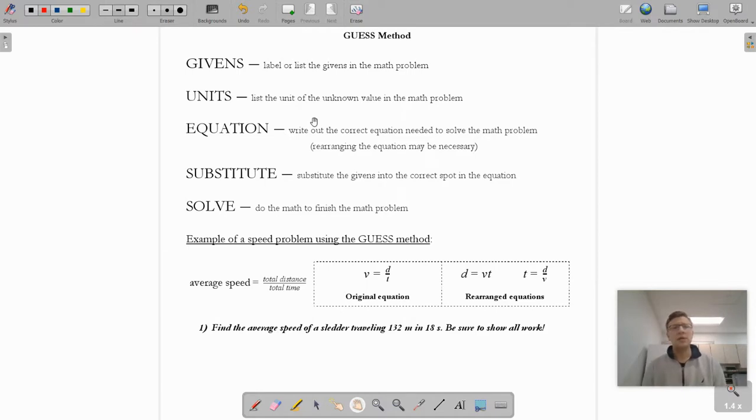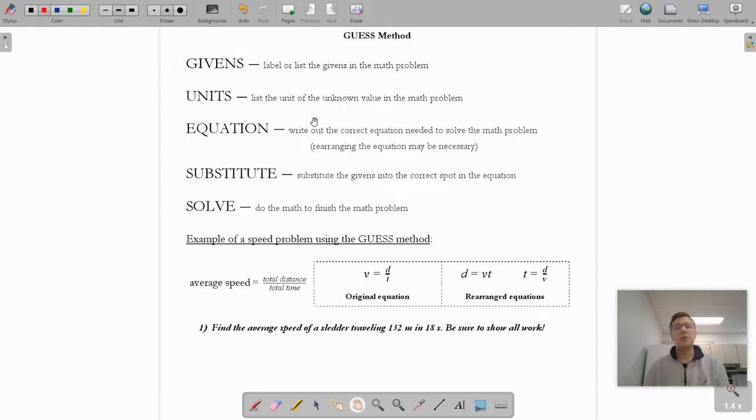Now, the third step is the equation, and you're going to pick the correct equation to solve the problem with. The base equation that we would use for this problem is speed is equal to distance over time, but we're also providing you with the rearranged equations here. So you would pick the correct equation. In this case, since we're solving for the average speed, I would write down V equals D over T. Now, the next step is to substitute your givens in. After you write that equation down, you're basically going to rewrite it with numbers in it. So it would say V is equal to 132 meters divided by 18 seconds.